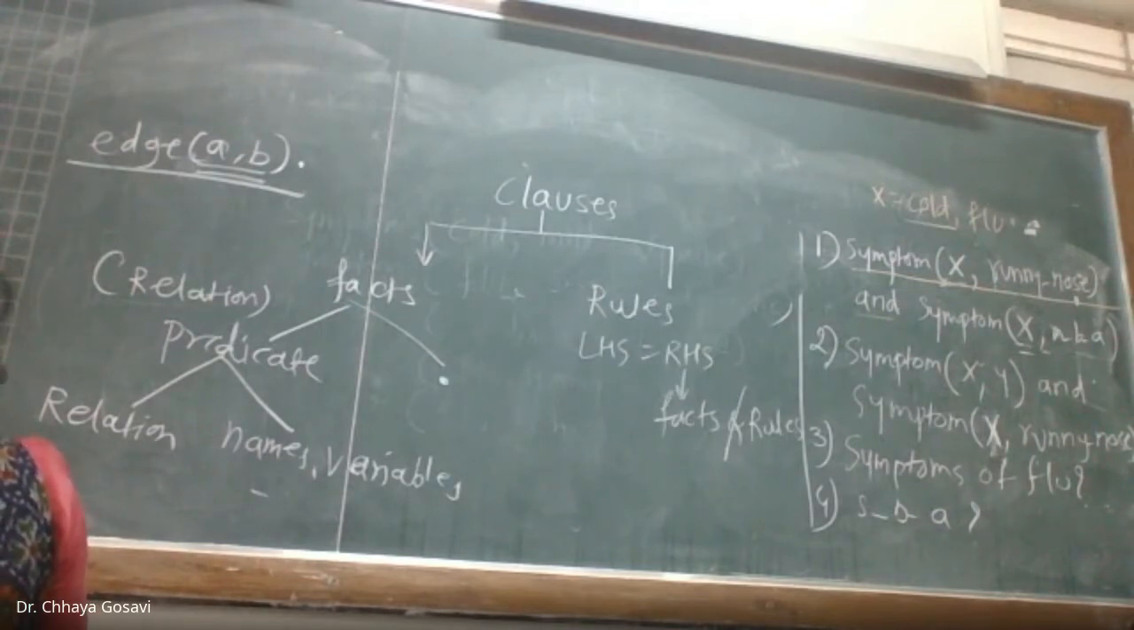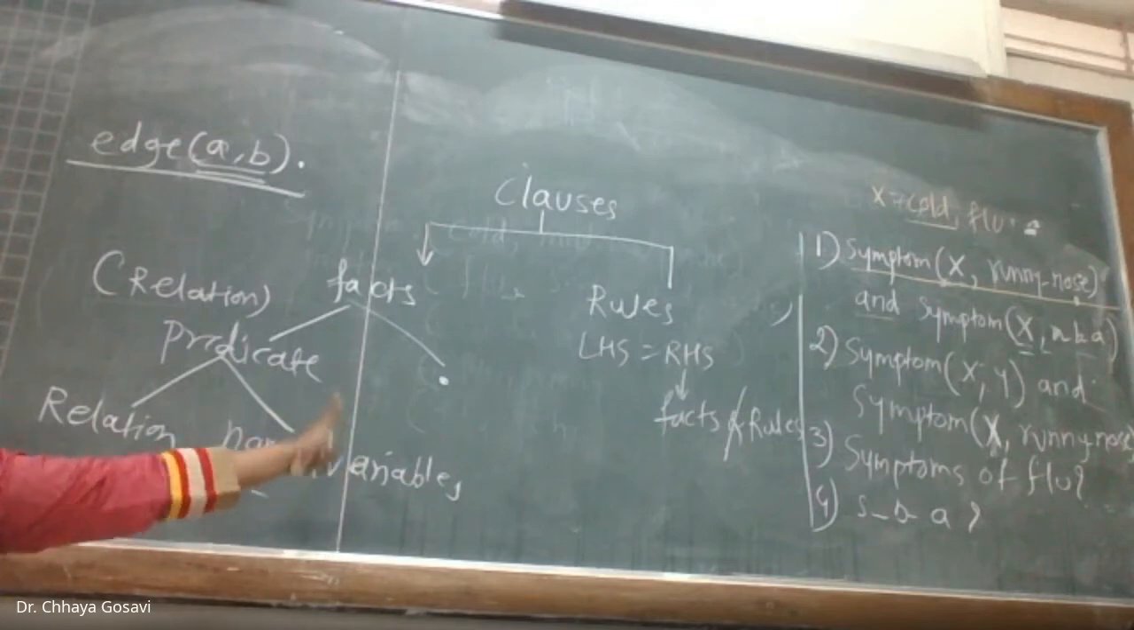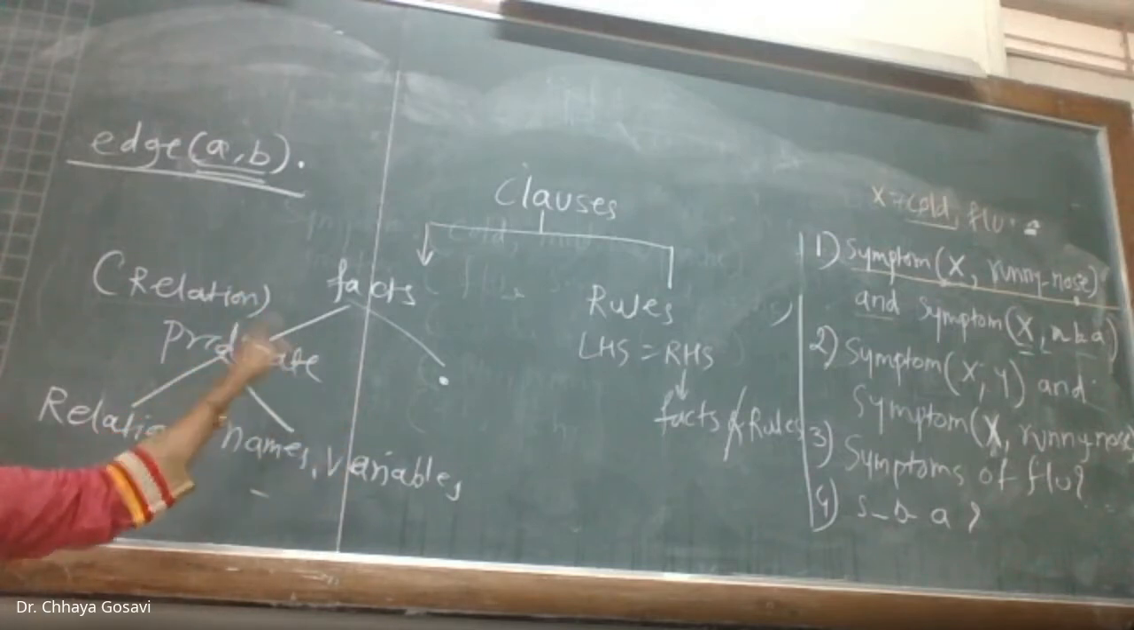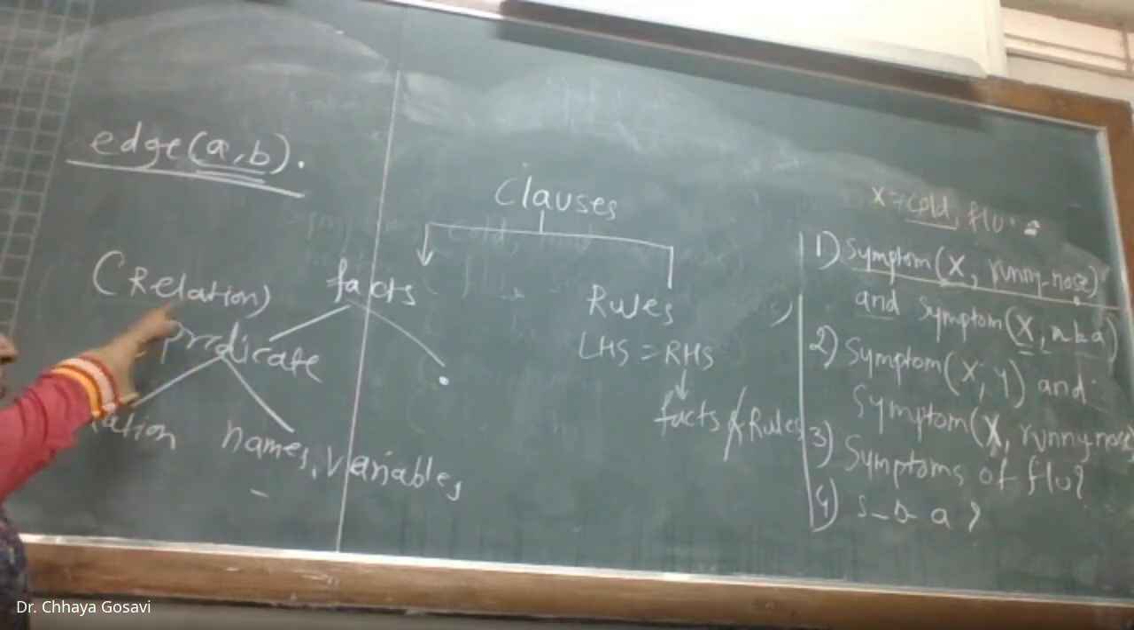So in short, what is a fact? It is a way of stating the relationship between objects. These are the objects, names and variables, that we pass to a fact. These are called objects. And the way we state this relationship is called a fact.